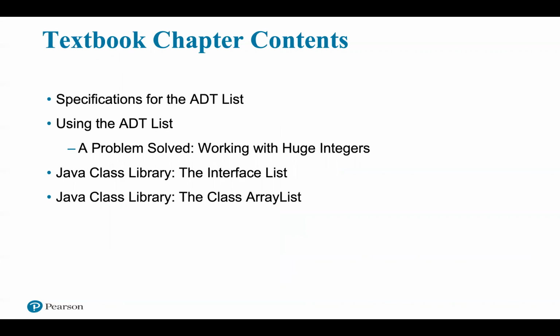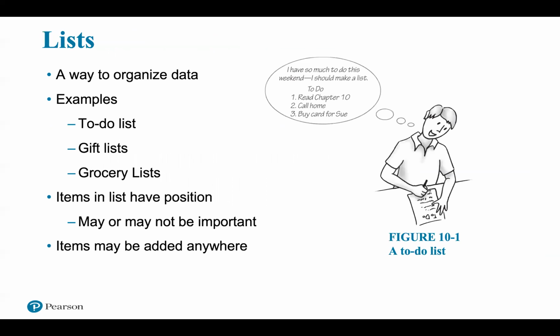A list provides a way to organize data. We can have to-do lists, gift lists, address lists, grocery lists, event lists. These lists provide a useful way to organize our lives, as illustrated in figure 10.1, and we're seeing that here. Each list has a first item, a last item, and usually items in between. That is, the items in a list have a position: first, second, and so on.